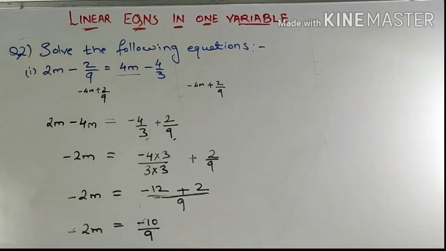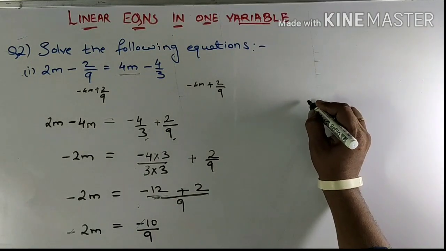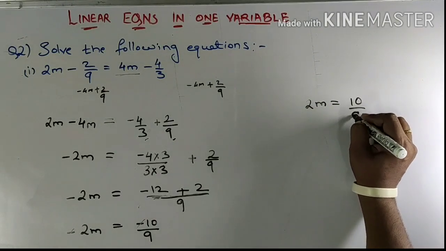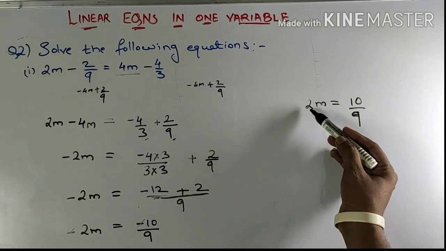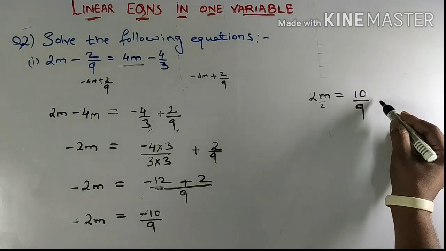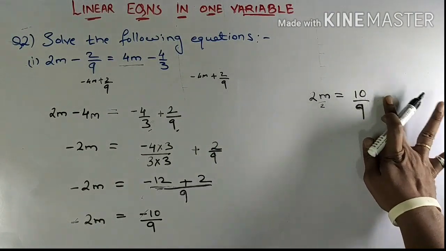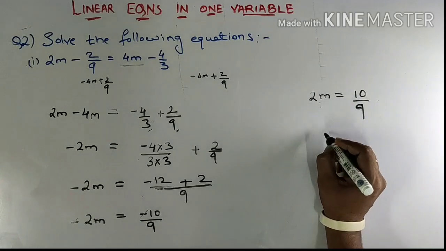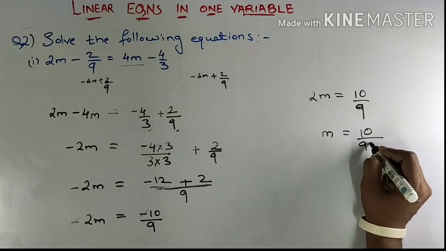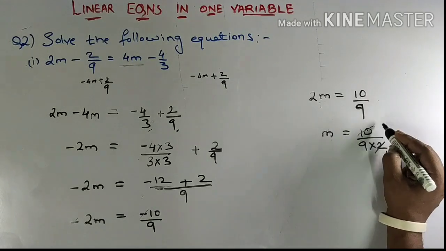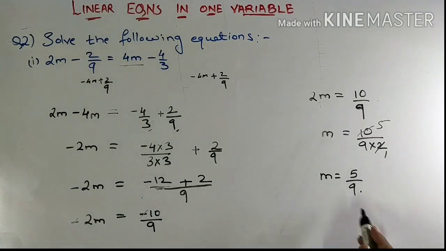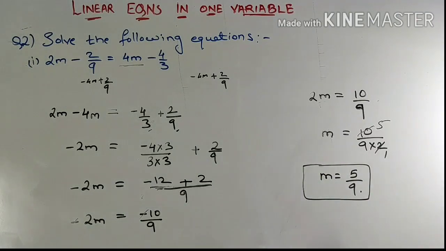Minus minus on both the side cancels off. What we have is 2m is equal to 10 by 9. Now I want to get rid of this 2 also, because I want the value of m. So I'll divide both the sides by 2 to get the value of m. So 2m divided by 2 is m. 10 by 9 divided by 2 is 10 by 9 into 1 by 2. 2 1s are 2 and 2 5s are 10. So m is equal to 5 by 9. This is my solution.